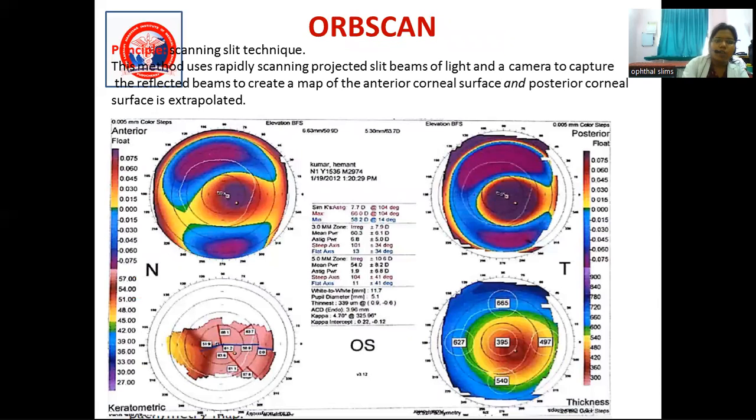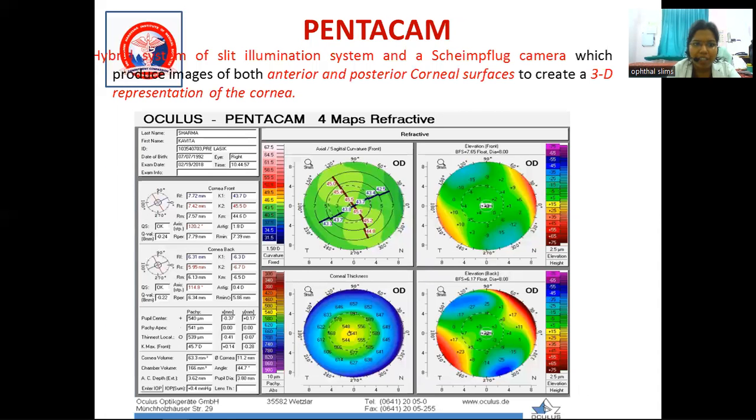This is the OrbScan. OrbScan uses the principle of scanning slit reflex. This method uses rapidly scanning projected slit beams of light and a camera to capture the reflected beams to create a map of the anterior corneal surface and posterior corneal surface extrapolated. Pentacam is a hybrid system of slit illumination system and a Scheimpflug camera that produces images of both anterior and posterior corneal surfaces to create a 3D representation of the cornea.